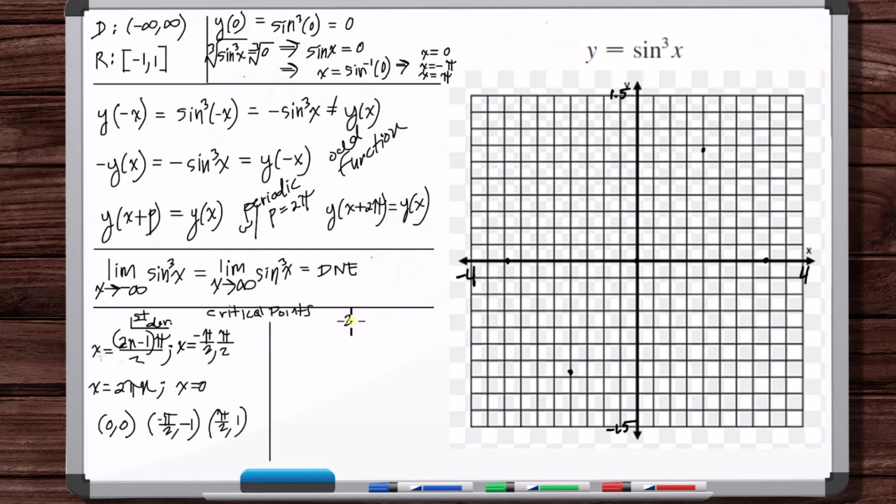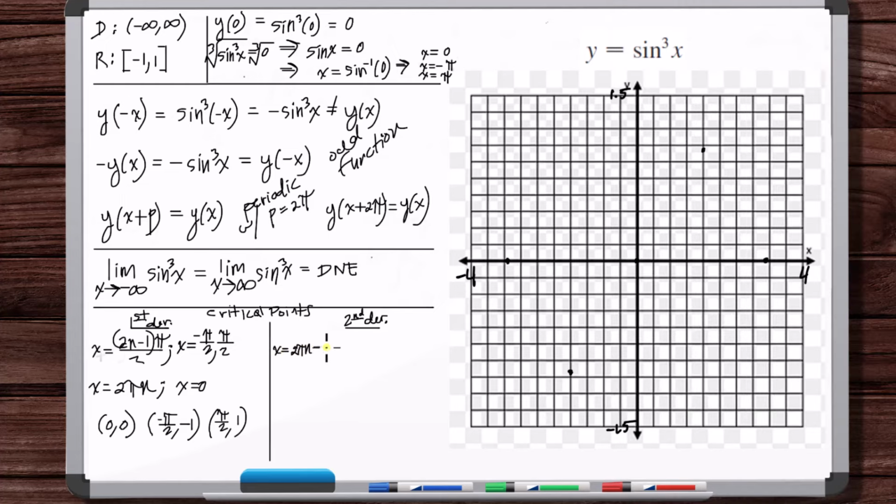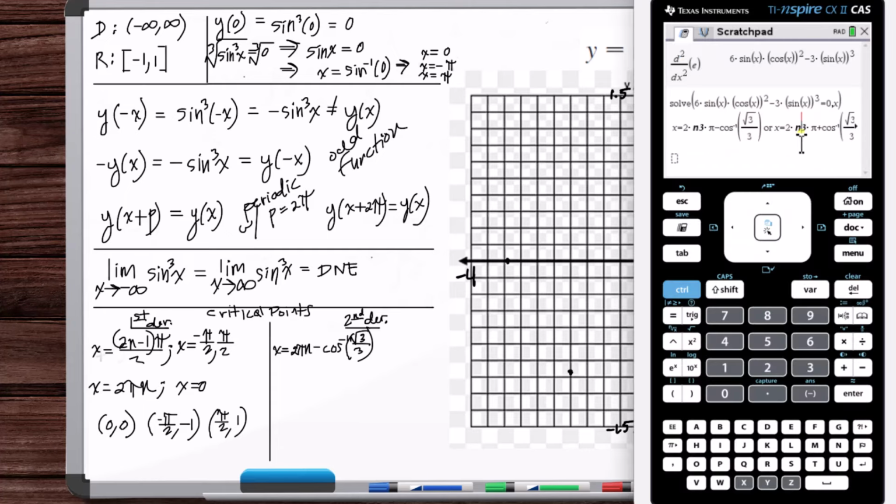Okay, so now the critical points with respect to the second derivative. So we've got d squared dx squared of the equation. There's nowhere where this doesn't exist, so we just need to solve for what values of x this equals 0. So x is equal to 2n pi minus inverse cosine root 3 over 3. And then x is equal to 2 pi n plus inverse cosine root 3 over 3.